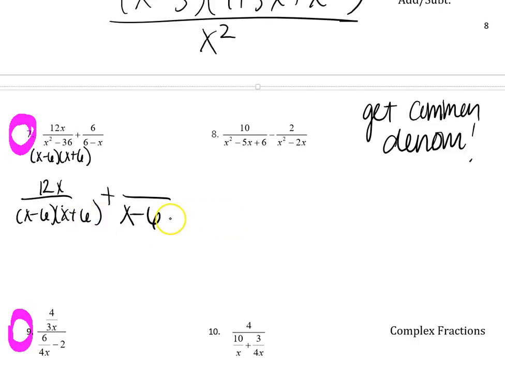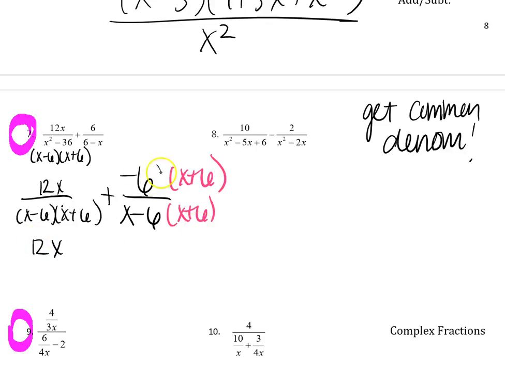But if I do that switching, you're going to have to make this top 6 be the opposite sign. So it's now going to be negative. Okay. Now, just like what I modeled before with 1/2 plus 1/4, this guy needs an x plus 6. So I multiply the top and bottom by what it needs. That way it's like you're multiplying by 1, because x plus 6 over x plus 6 is 1. Distribute that negative 6.